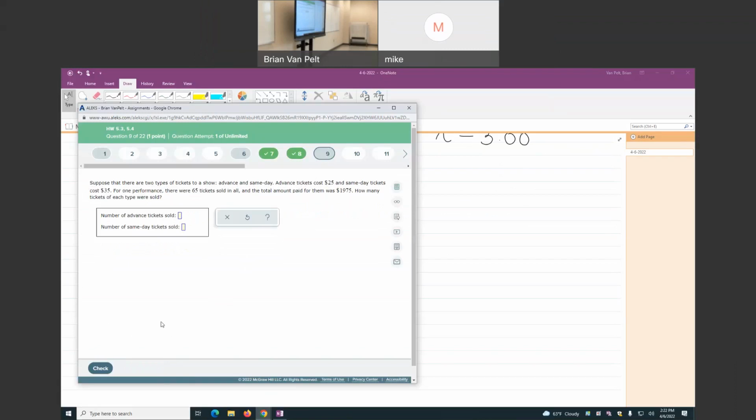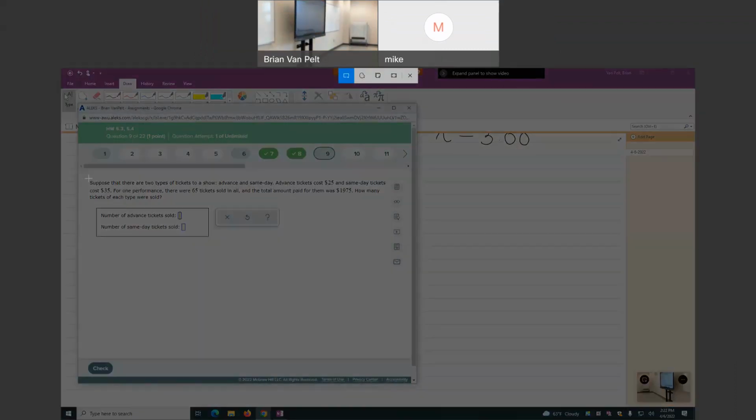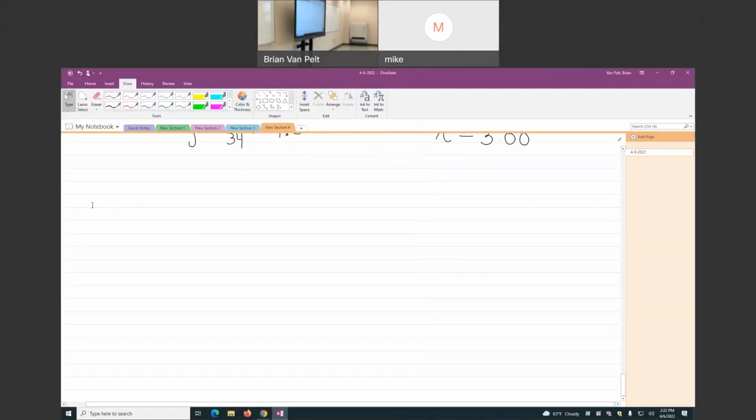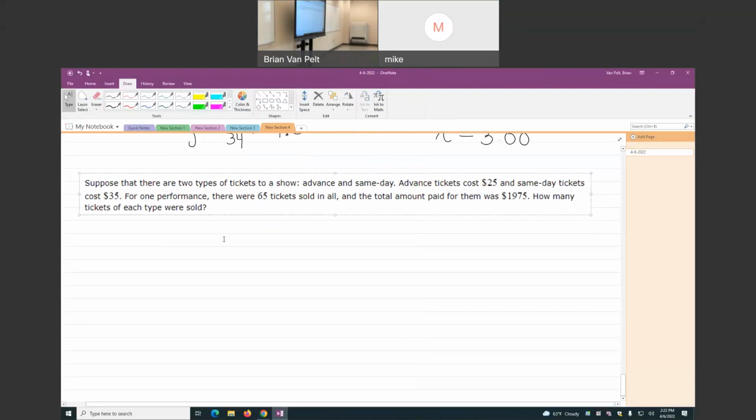This problem is very similar, so I'm going to let you try this. Take a few minutes to try to do this one. It is, seriously, very, very similar to the one we just did. In fact, when I throw it up here, would you tell me what letters you intend to use for your variables? A and S sounds perfectly good to me. Adult and student, right?